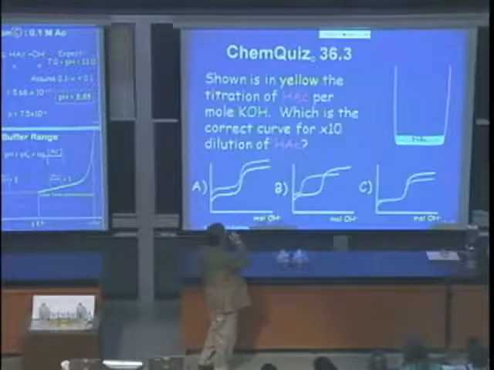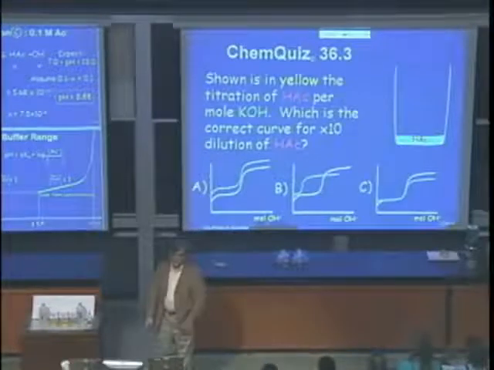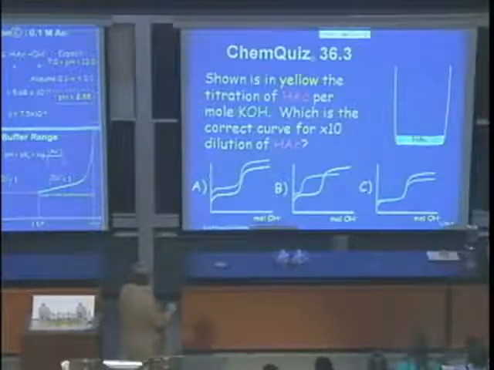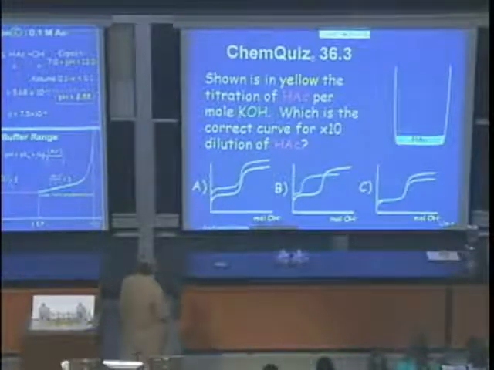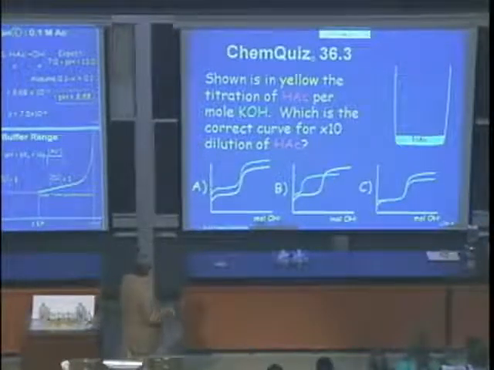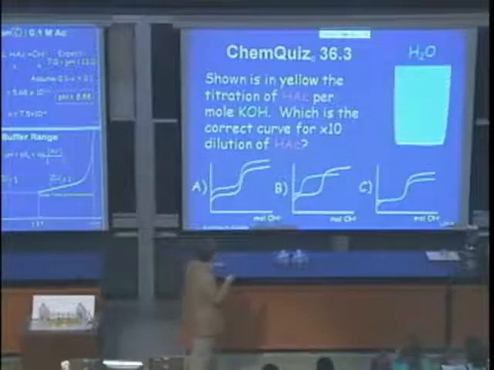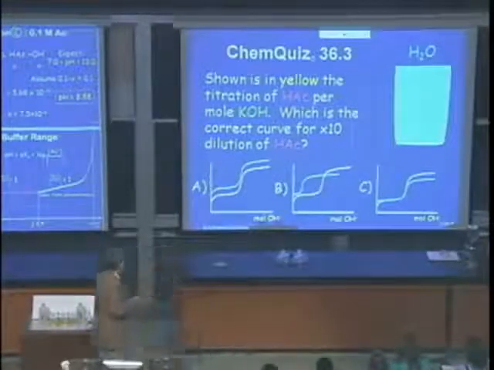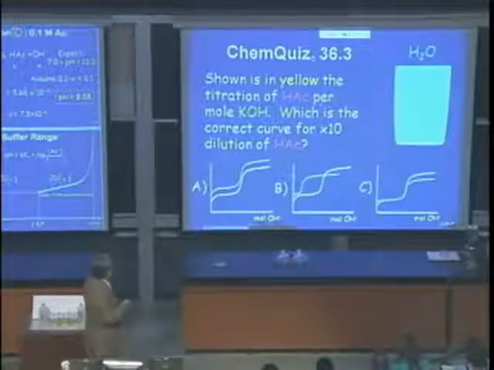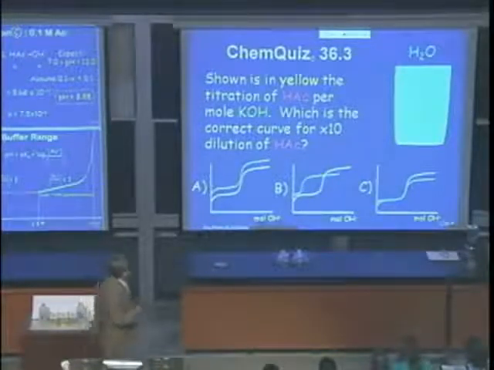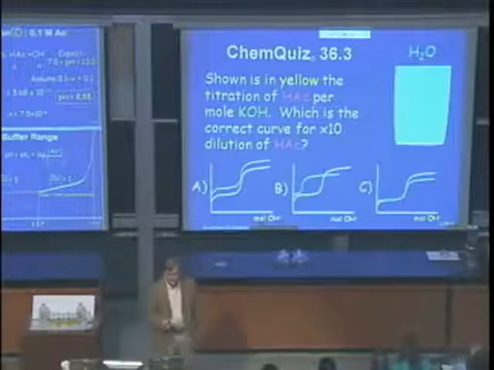Now let's kick it up one notch. We have now a weak acid, and we titrate it with a strong base. So this is my initial curve here, the yellow curve. Now I dilute it by a factor of 10, and I titrate with the same concentration of KOH. How would that curve look? Would it look like A, like B, or like C? So think about it and give me your answer, please.